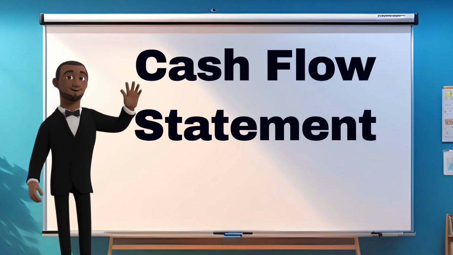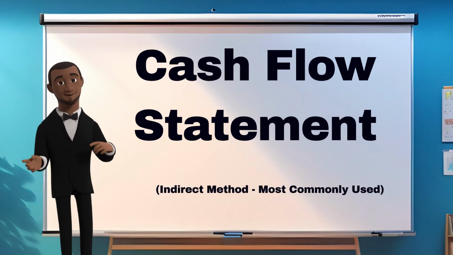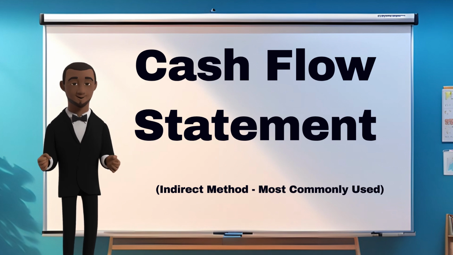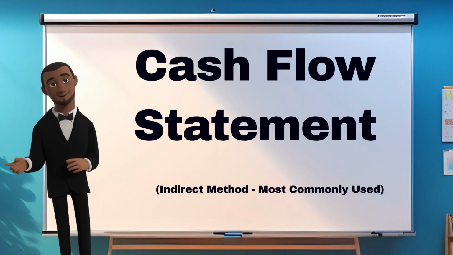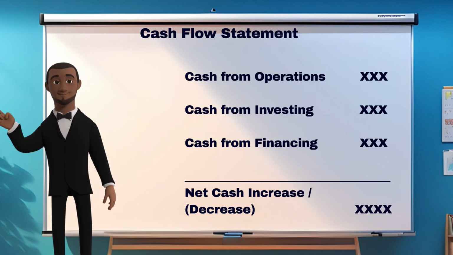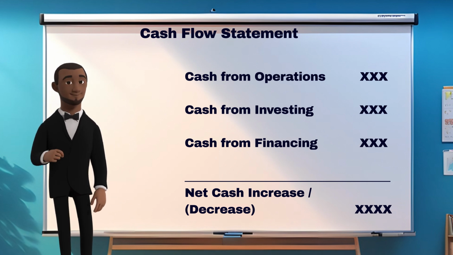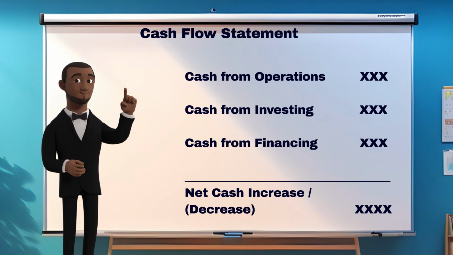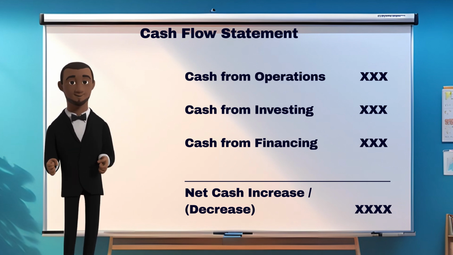What is cash flow statement? Cash flow statement shows how cash flows in and out of a business over a specific period. It's divided into three main sections: cash from operating activities, cash from investing activities, and cash from financing activities.